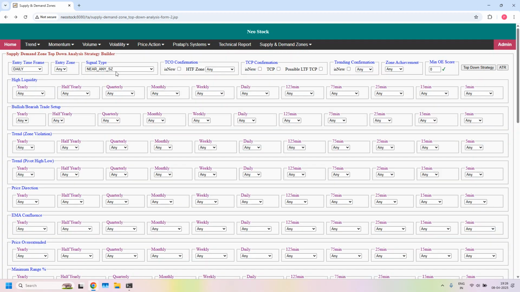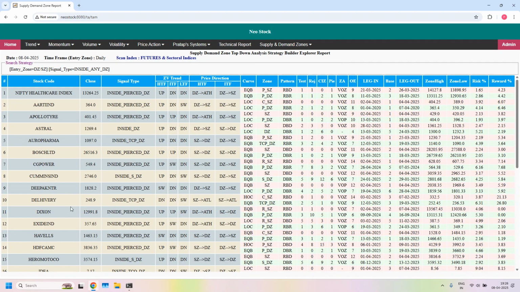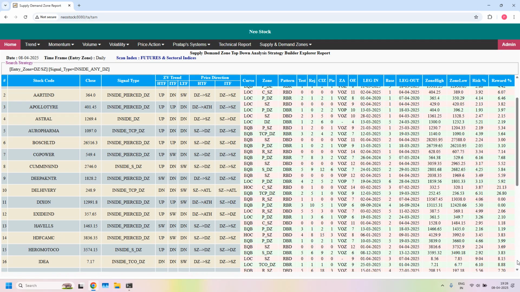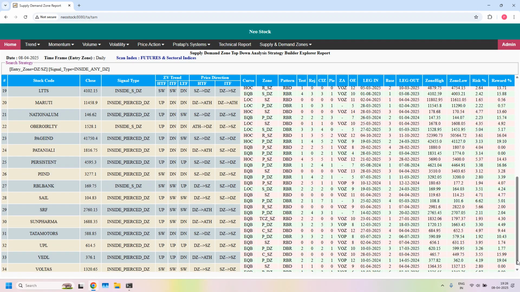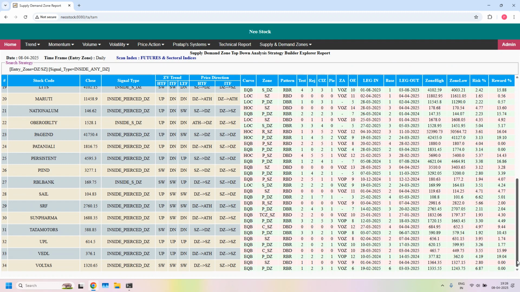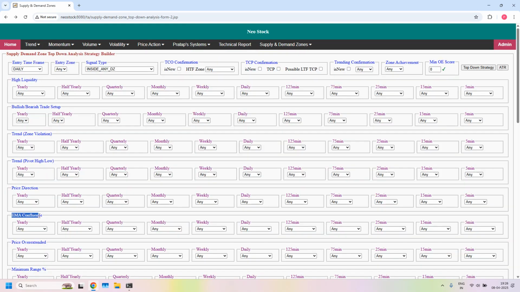Okay, next. Price closed inside the daily demand zone. First 15 stocks in the list. Scrolling the list down. Total 34 stocks are filtered. We can further filter based on daily EMA confluence.